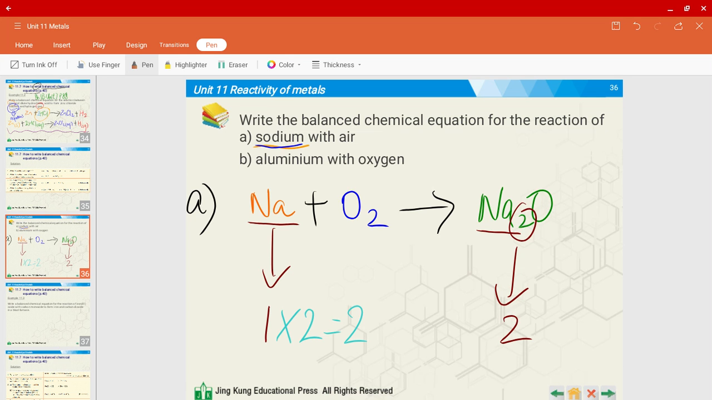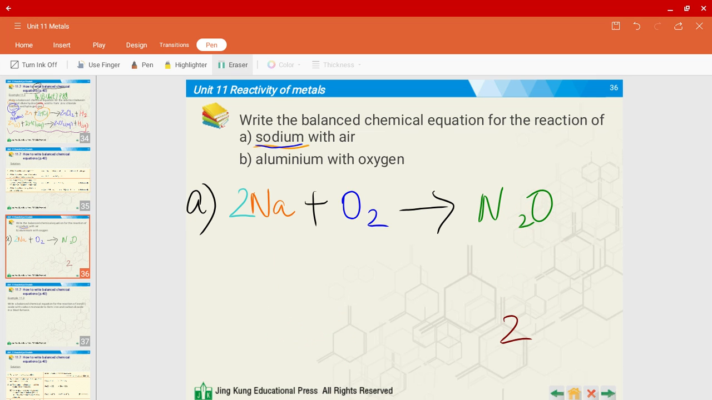Left hand side times 2, I'll get a 2. So balanced now. Yes, we're happy. So now how do I write it into the chemical equation? The 2 over here, you'll write it in front of the Na. You'll write it as the coefficient 2. Right, all good. Okay, we've balanced the Na.